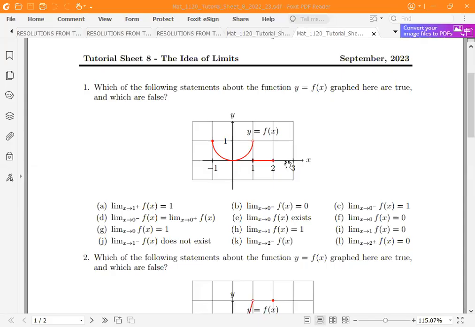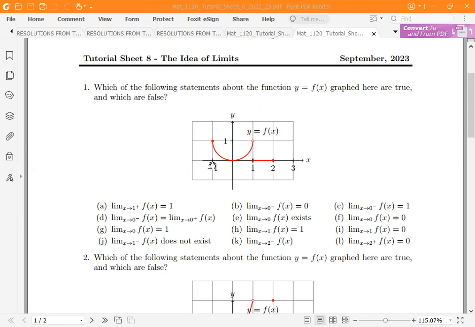In this video, we are going to look at the idea of limits. So which of the following statements about the function y graphed here are true? And which ones are false?